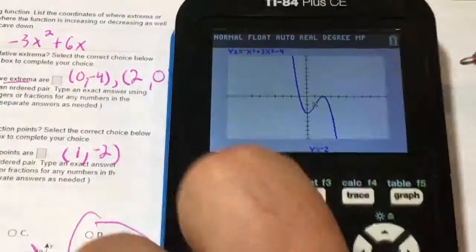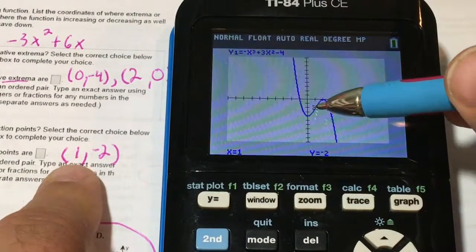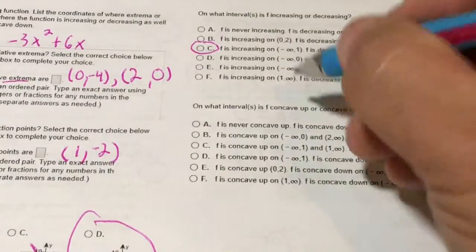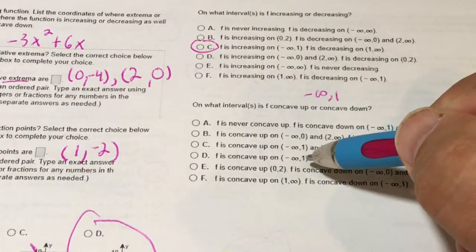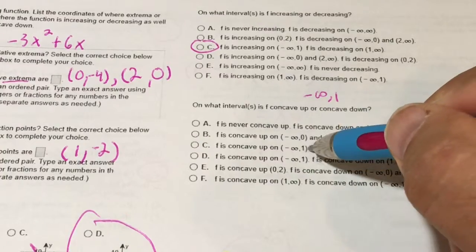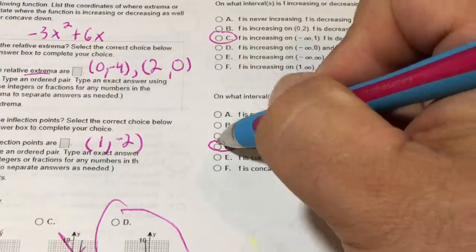Concave up and concave down. So the point of inflection, it was at 1, -2. So it's concave up from -infinity to 1, and concave down from 1 to infinity. Concave up from -infinity to 1. So we have a choice between C or D, and concave down from 1 to infinity, and it's only that one.